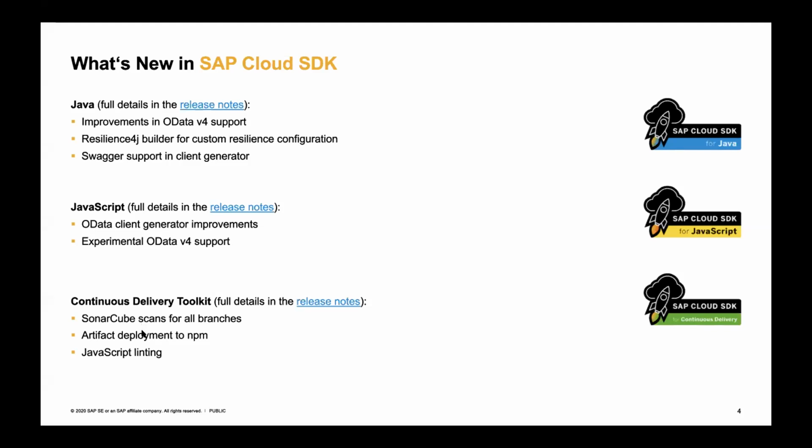On the continuous delivery side, we also have some improvements here. For example, SonarQube scans for all branches, which means that right now you can have your different branches of your repository scanned. Also, the artifact deployment stage is capable to deploy to NPM, which is standard NPM publish, which means that things like NPM ignore and other configurations are also considered automatically. And last but not least, today's topic, JavaScript Linting, which will be shown by Kevin in a minute. It's also one of the recent improvements.